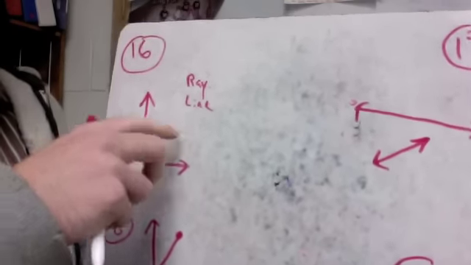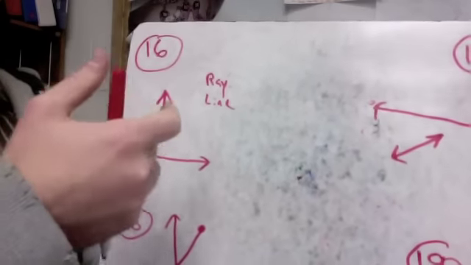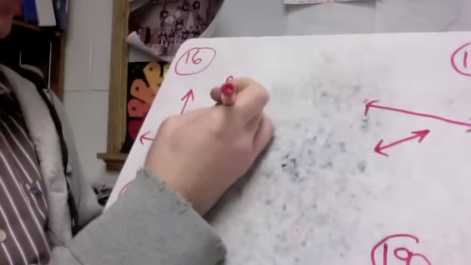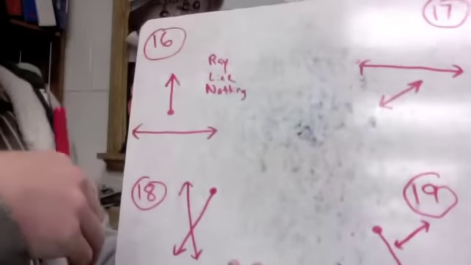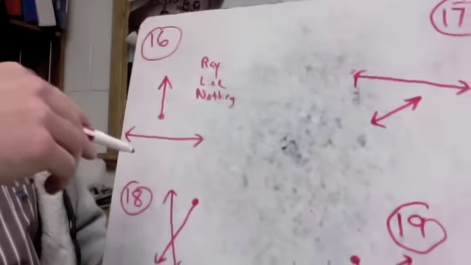Okay? To be parallel, they really need to be side by side. So it really doesn't fit any of the descriptions. So I would say for this one, nothing. They're just kind of there. They're not crossing. They're not perpendicular. They're not parallel. I would just say nothing for that one.